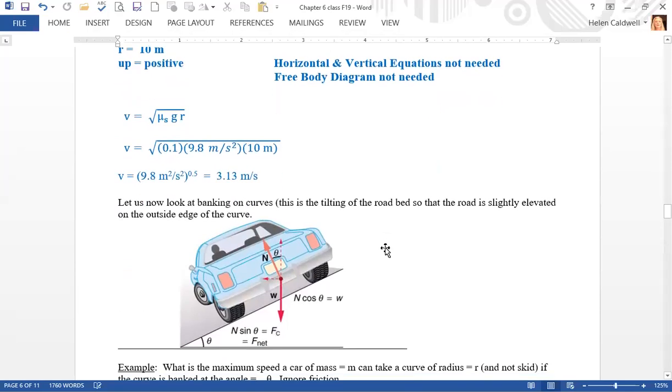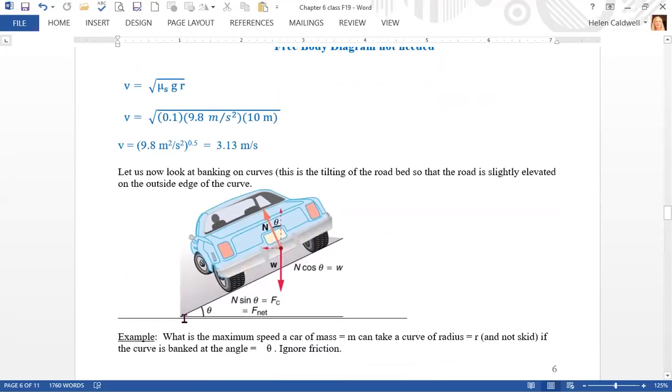Okay, let's put some banking on our curve. So we have a car going on a left turn, but the road is not flat. Think exit ramp. Actually, most curves should be banked a little bit. Some roads are not banked very much, but they ought to be. If the speed limits are high, the higher the speed limit, the more banking you need to have, and you'll see why in a minute. So this road is not flat. It is tilted at an angle theta.